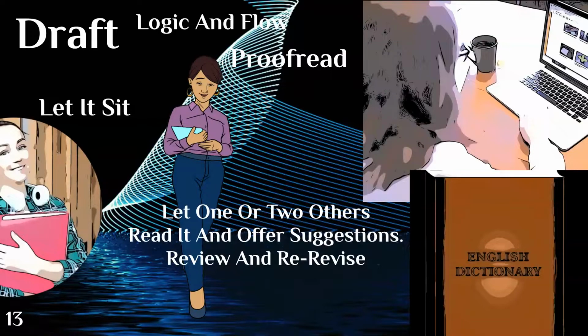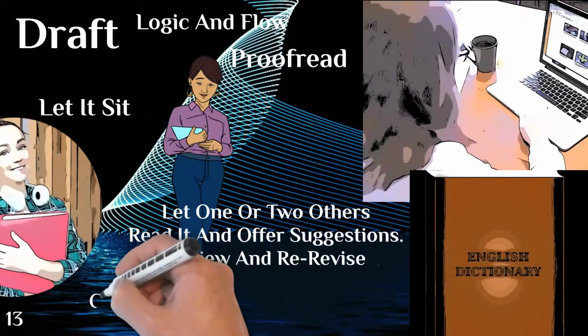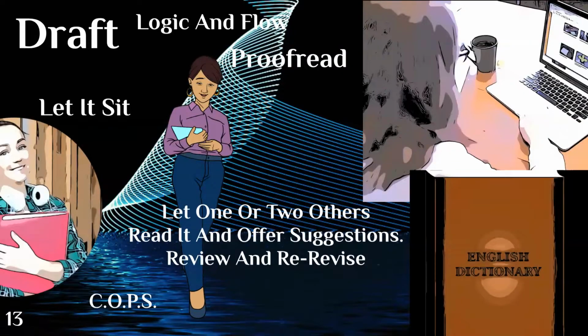Read it aloud to check for awkward areas and mechanical problems. Have several other people read it and give you feedback. You should also use some form of organized approach to check your writing. One example, allowing you to police your writing, is COPS. C-O-P-S: Capitals, overall organization, punctuation, and spelling.